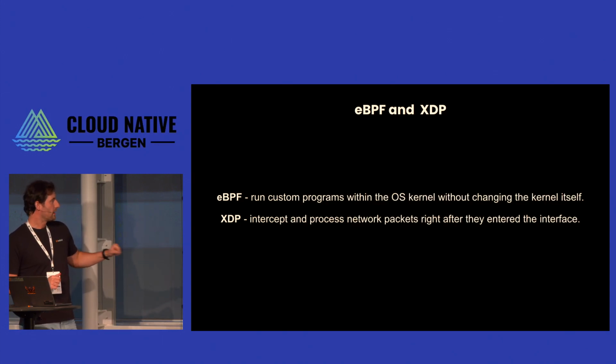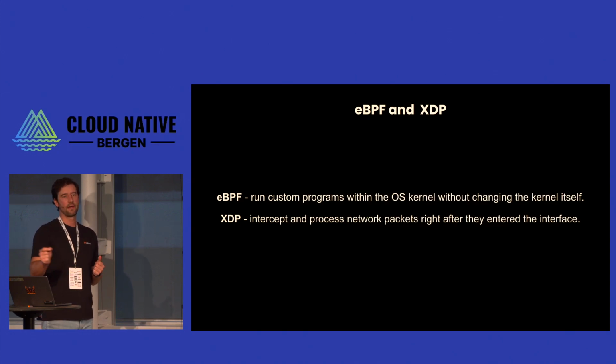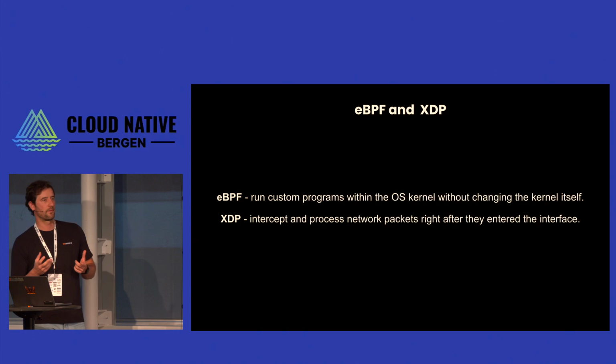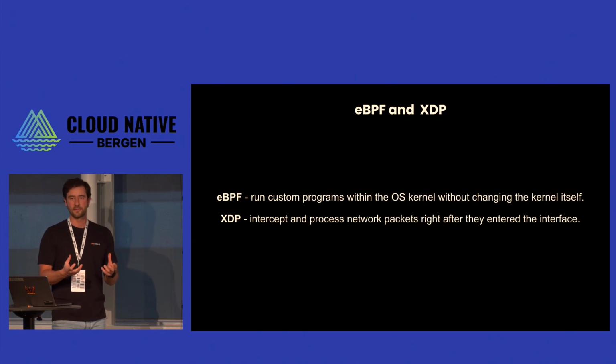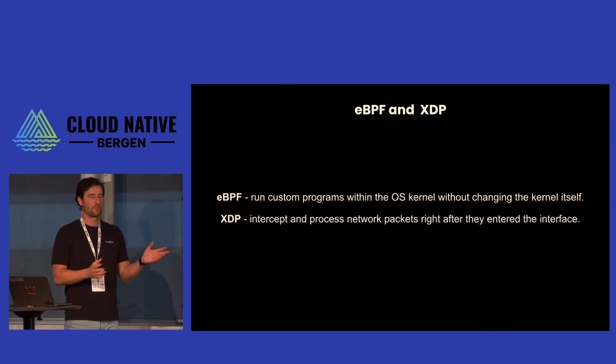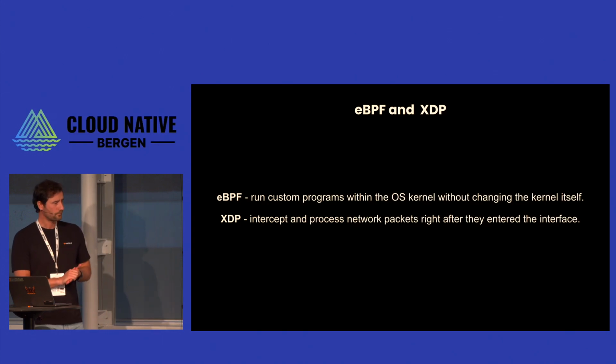And XDP is something that allows you to quickly get access to the packets once they leave the network interface. So you can attach an eBPF program to a network interface with XDP, and it will give you access to the packets. So you can actually override packets, you can read them, you can do some telemetry. Some observability companies use that as well. So you can do magic with these tools, really, but you have to be careful. These are very powerful.